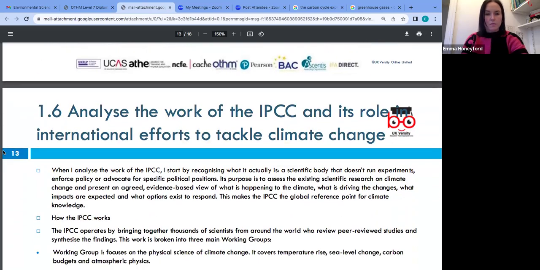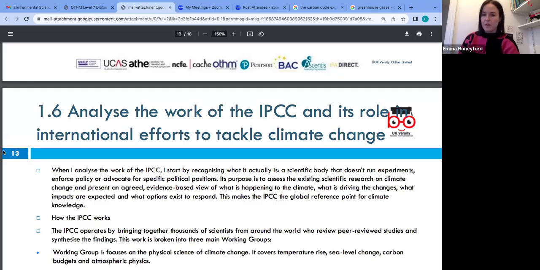So 1.6, this is around analysing the work of the IPCC and its role in international efforts to tackle climate change. Again, with the IPCC, there's been a lot of different ways of thinking around its purpose, what its role means, and how successful it has been in reducing global temperatures.